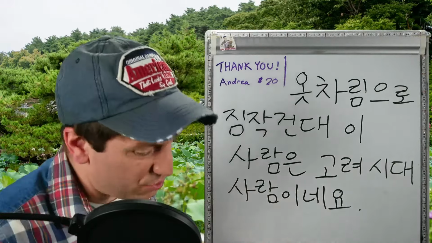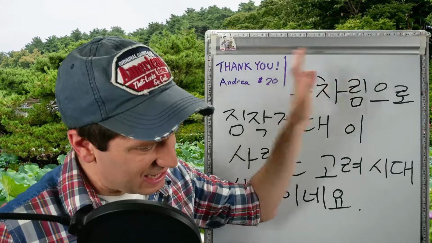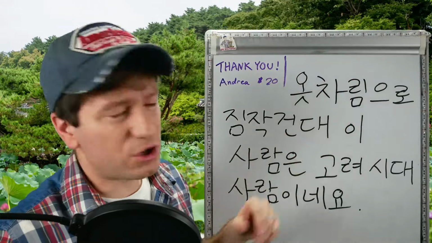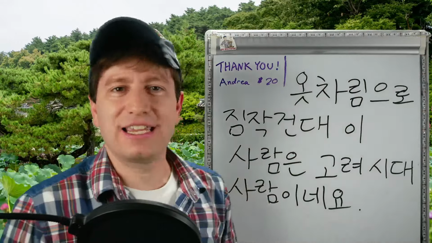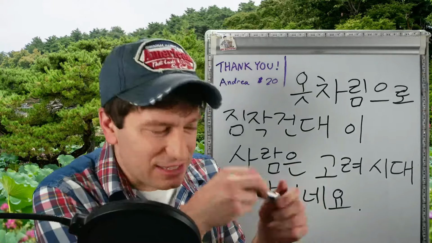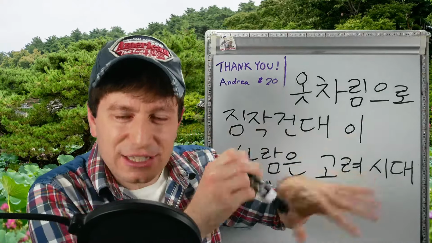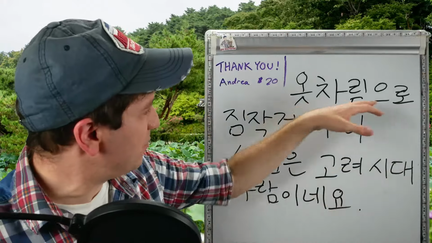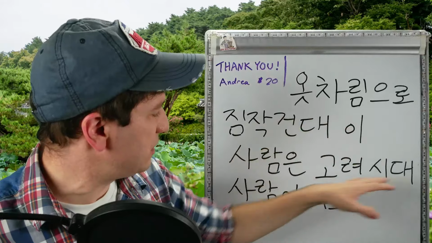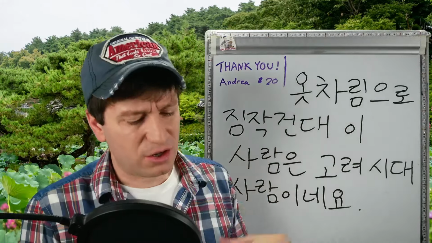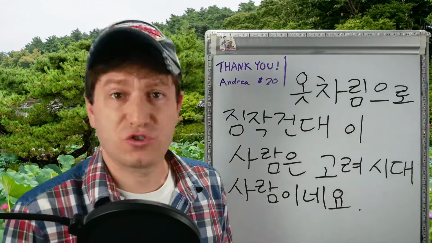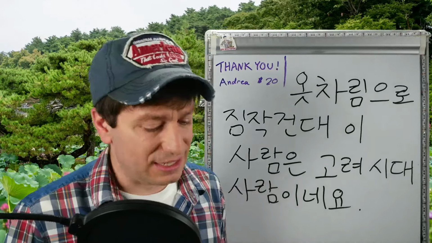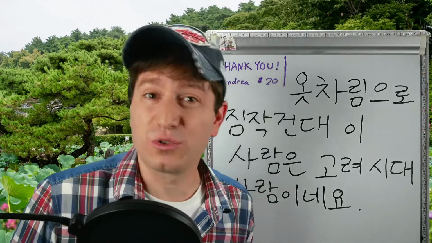So what I assume from their dress or from their clothing is that this person is someone from the Goryeo dynasty. So this might be like an archaeologist would say this. They're like dusting off the bones and they see the clothing and everything. And they're like, 옷차림으로 짐작건대 이 사람은 고려 시대 사람이네요. So based on what I assume from their dress, the way they're dressed, is that this person is someone from the Goryeo dynasty.